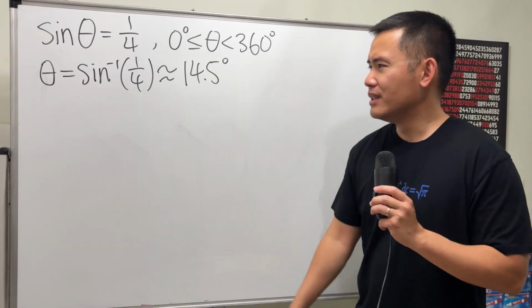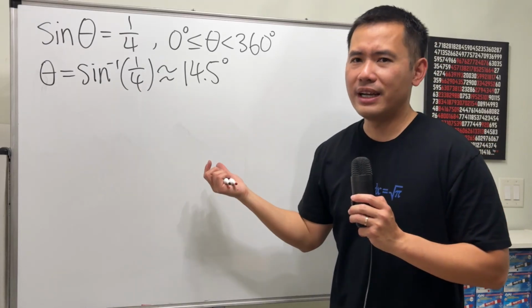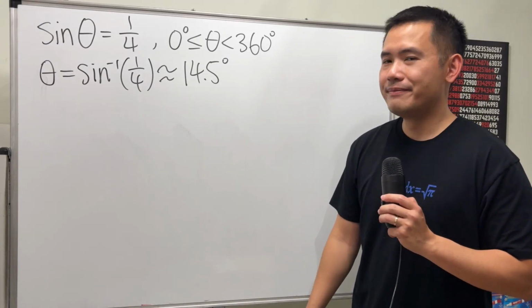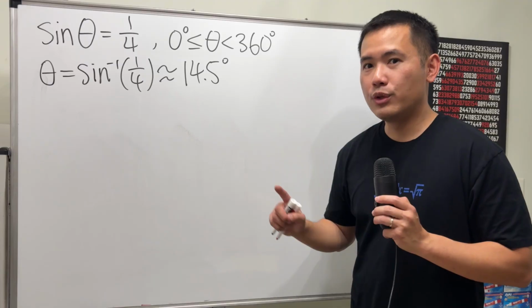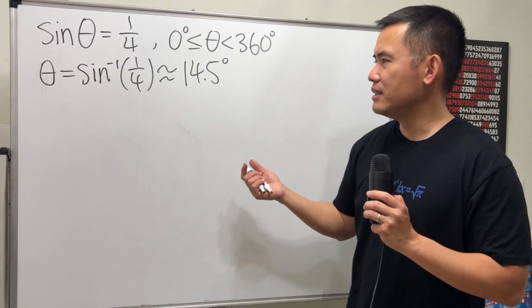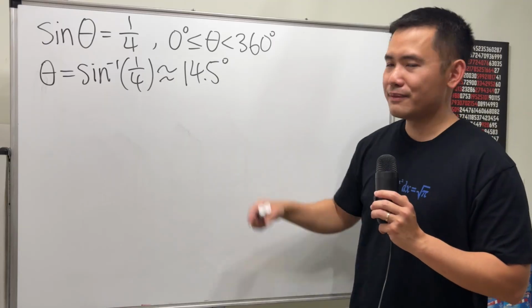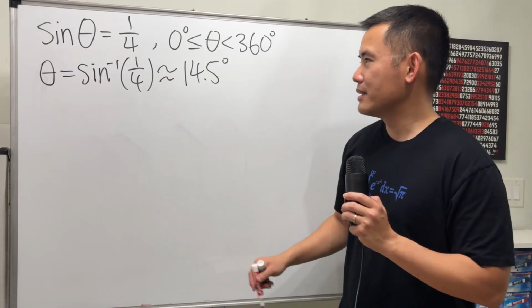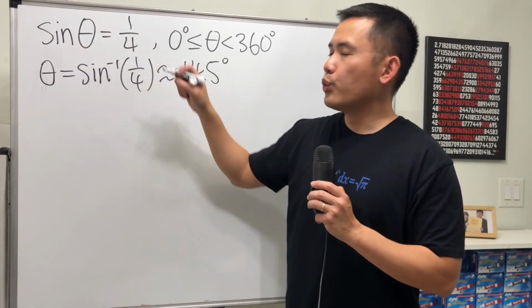What's the other one though? Because inverse sine only gave me this, right? Well, here's a much better way to understand it. Instead of just trying to memorize that the other answer is 180 degrees minus that, let's have a look. Sine theta is equal to 1 over 4.